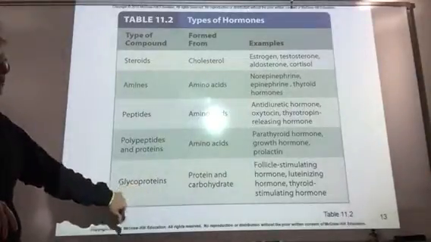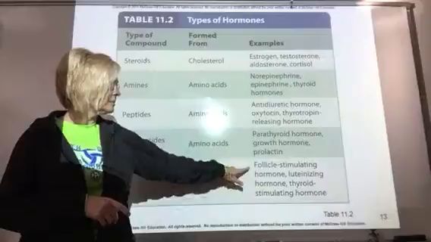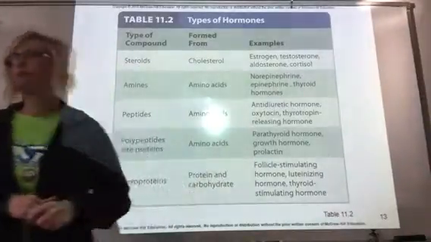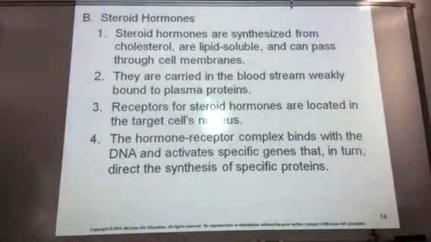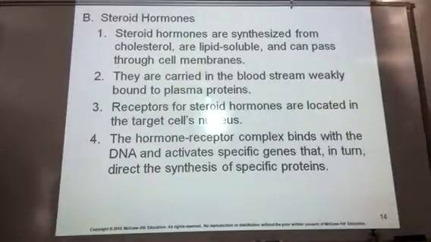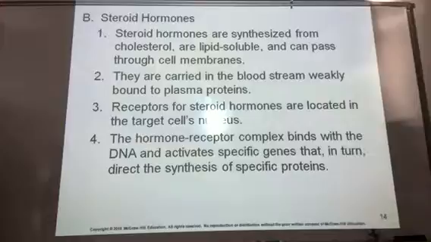And then glycoproteins, follicle stimulating and luteinizing hormone, both of those are also reproductive hormones. And then thyroid obviously deals with your thyroid. Steroid hormones, like I said, they come from cholesterol. They're lipid soluble, they're fat soluble, and can pass easily through cell membranes. So they transfer very easily. They're carried in the bloodstream, loosely bound to proteins, so there's not a strong attraction to them in the proteins. They're carried fairly loosely through the bloodstream.